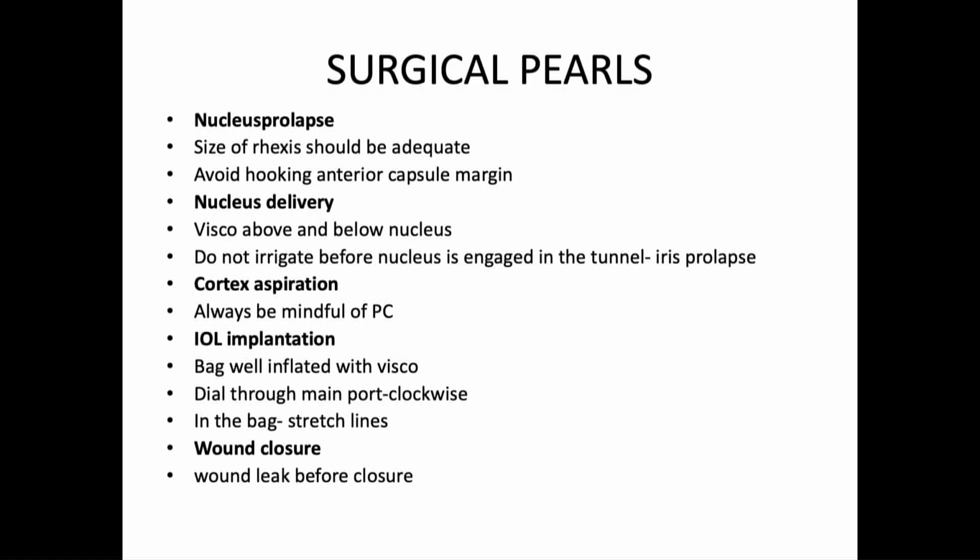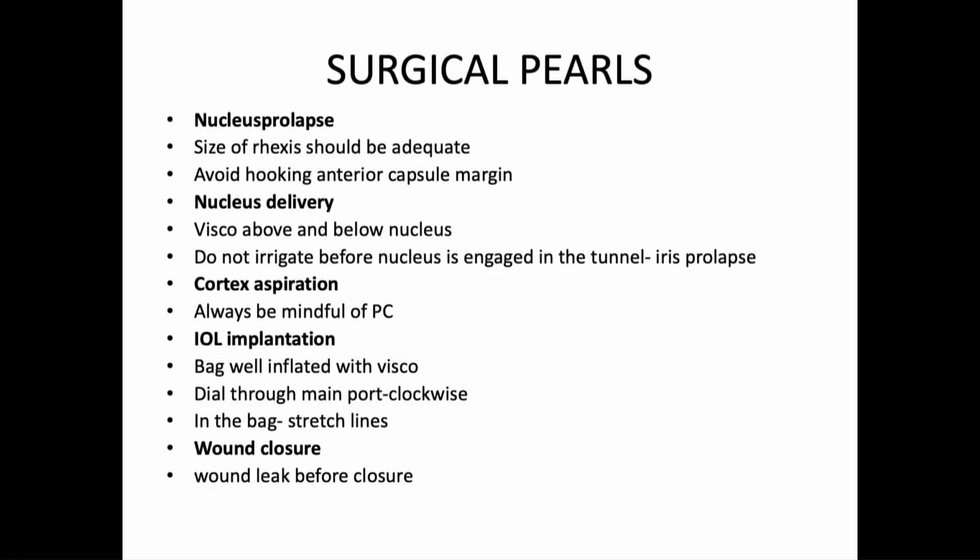Do not do that. And for nuclear delivery, to protect the endothelium, just make sure there is enough visco around the nucleus, and also do not irrigate before you engage the nucleus in the tunnel, because otherwise there can be iris prolapse. And then while you're doing cortex aspiration, always be mindful of the PC and also the anterior capsular margin.